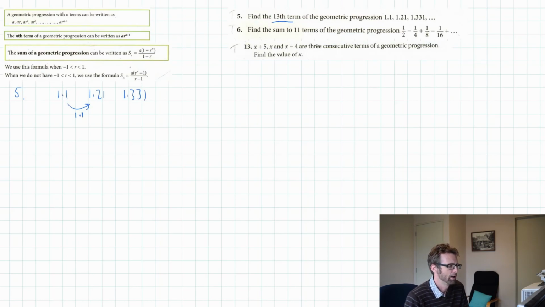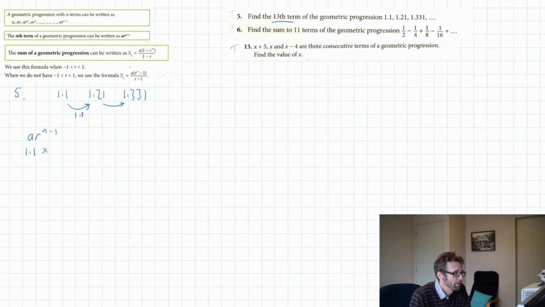And therefore, we can just check that. Does that give us 1.331? Yeah, perfect. Okay, it does. So it's 1.1, and that does work for that. Okay, so we need to find the 13th term. Well, easy as pie. We know that the 13th term is going to be a r to the n minus 1, where a is 1.1. That's our first term.